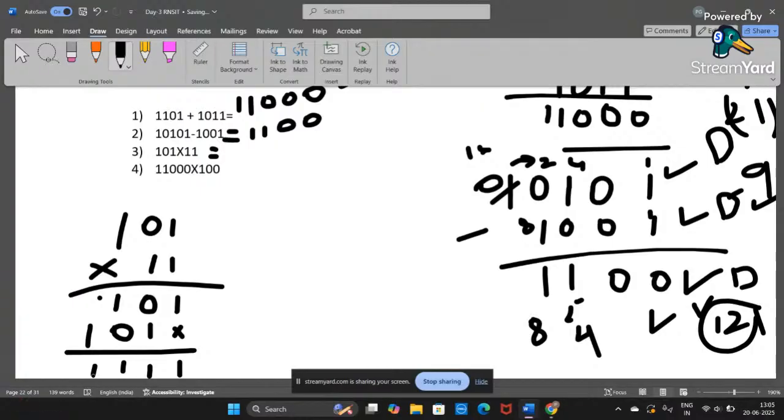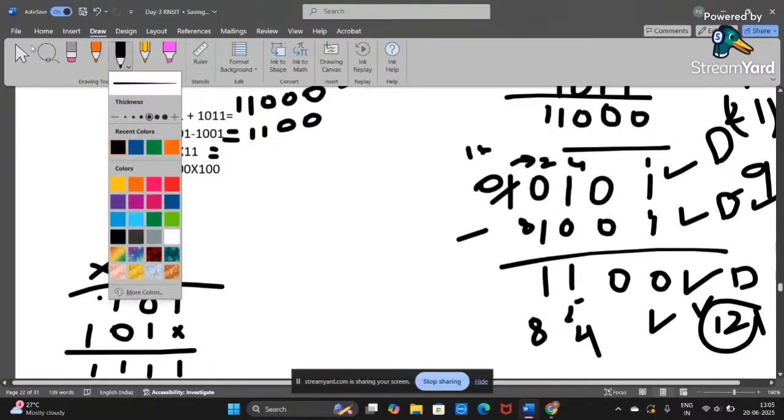triple times 1. Just cross verify this. 101 into 11. So we're writing the same 1, 0, 1 into 1, 0, 1. So the answer is 4 ones.